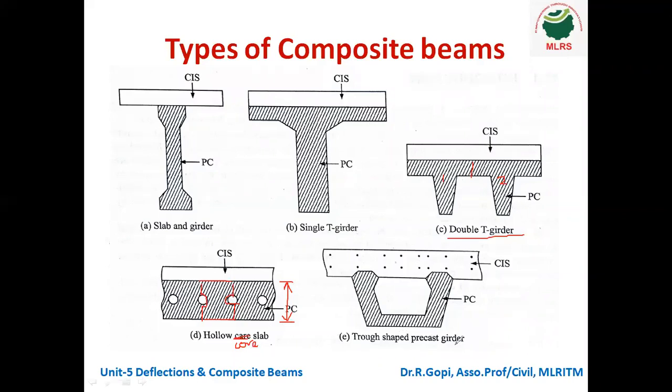Next, coming to trough-shaped precast girder. Most of the metro bridges in Hyderabad and Chennai, whatever it may be, mostly we prefer this type of trough-shaped precast girder. Trough-shaped in the sense, you can see it is like a trapezoidal shape. The prestressed concrete member's shape is trapezoidal, so it is called trough type. And above that, we are providing the cast in situ slab.